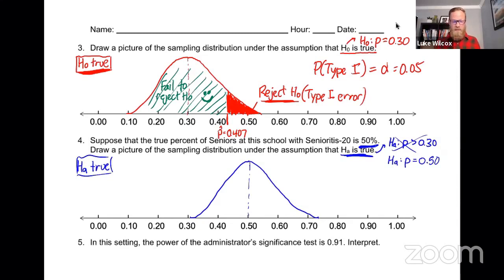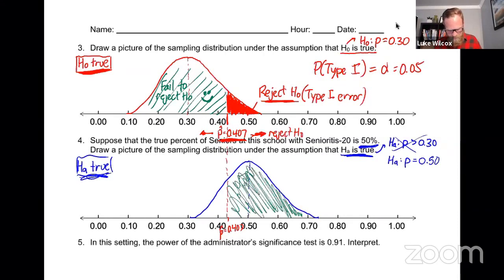So let's think about that decision that we made up above, where 0.407 was the cutoff value. Anything to the right of it, we rejected the null. Anything to the left of it, we failed to reject the null. Now, let's carry that down to here. And I'm going to write in p hat equals 0.407 here. Now we know that to the right of it, we are going to reject the null. Well, in the case where the alternative hypothesis is true, rejecting the null is actually the correct decision to make. And so everything to the right of that value over here, this is a good decision. So I'm going to put it in green because it's a good decision, right?